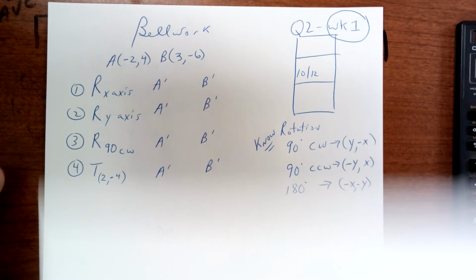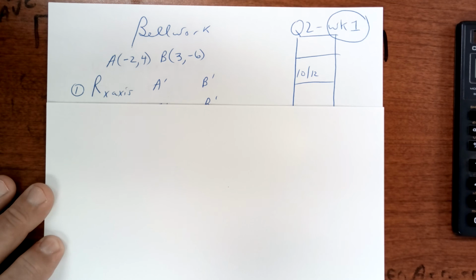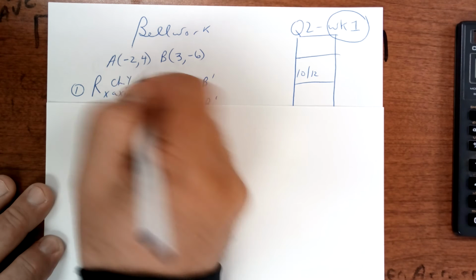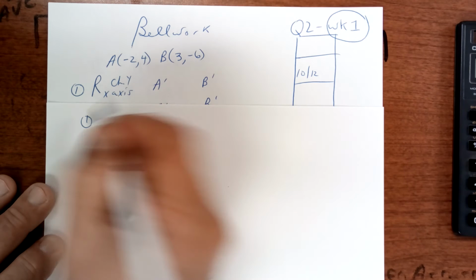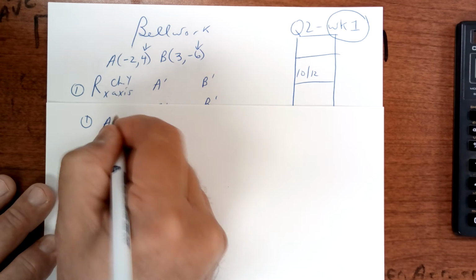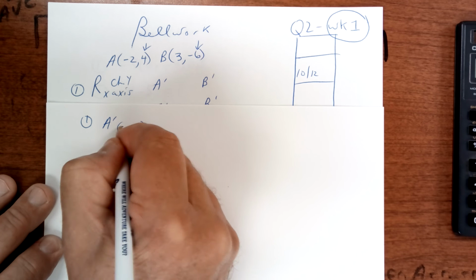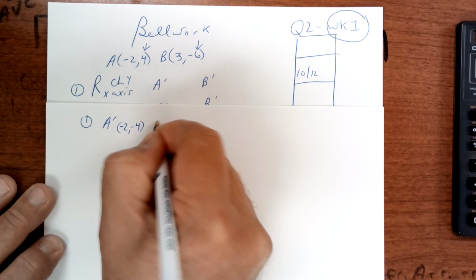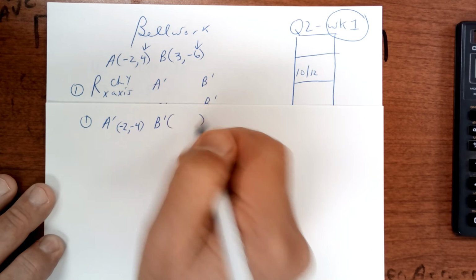Remember, when you reflect over the x-axis, you change the y. So on number 1, you're going to change all of the y's here. So your new point with the prime is going to be -2 and -4. Excuse me, and B prime is going to be 3 and 6.